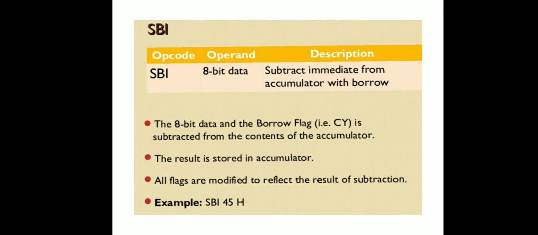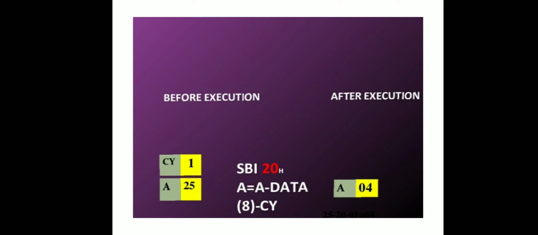SBI. This instruction is used to subtract immediate from the accumulator with borrow. The 8-bit data and the borrow flag are subtracted from the content of accumulator and the result is again stored in the accumulator. For example, SBI 20, that is, the data is subtracted from the accumulator and also carry is subtracted from the accumulator and the result is stored in the accumulator.